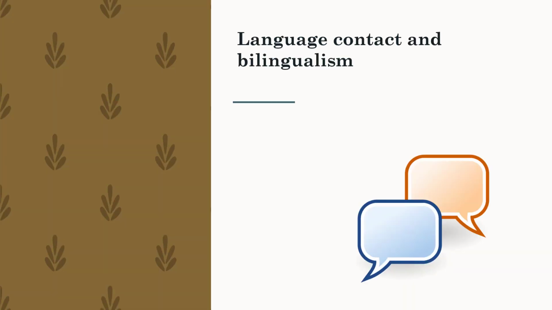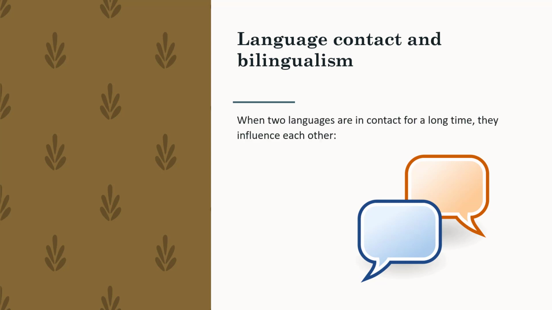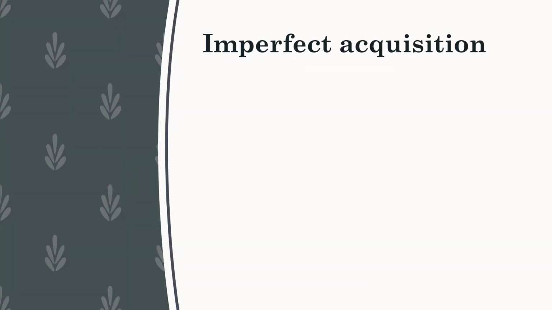Another reason why languages change is language contact and bilingualism. When two languages are in contact for a long time, they influence each other, and we see this a lot in the United States in words that we borrow from another language. Also sounds change by the influence from the sounds in another language, and also grammar.